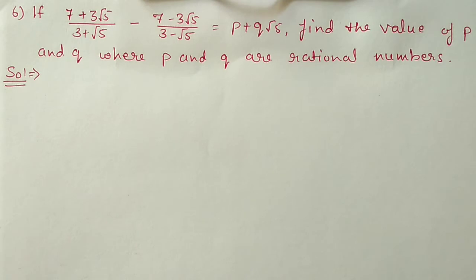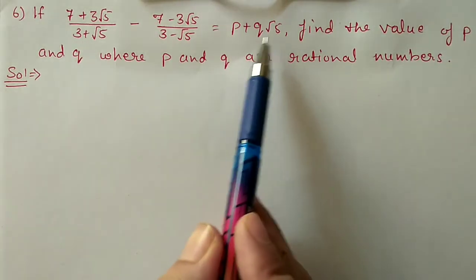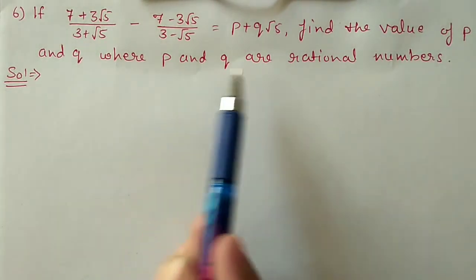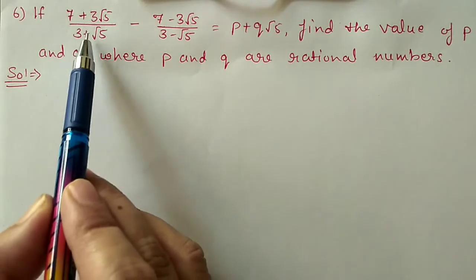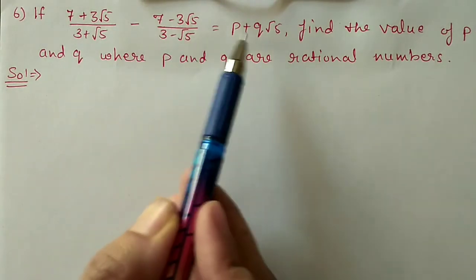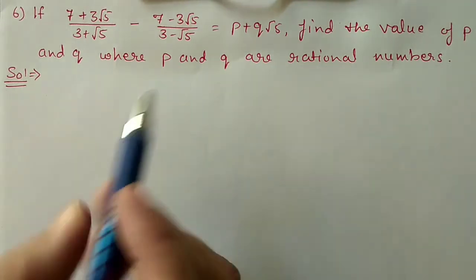Next, question number 6. If 7 plus 3 root 5 divided by 3 plus root 5 minus 7 minus 3 root 5 divided by 3 minus root 5 is equal to p plus q root 5, then find the value of p and q, and here p and q are rational numbers. So two terms are there. First we have to rationalize the denominator of both and then we will compare with the right side.